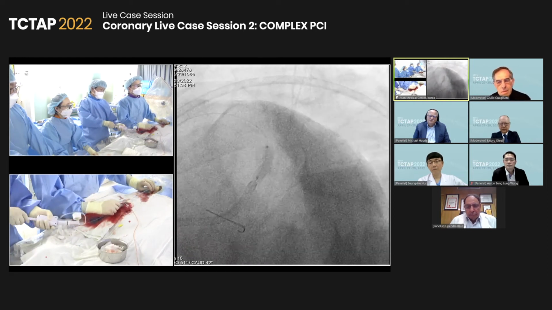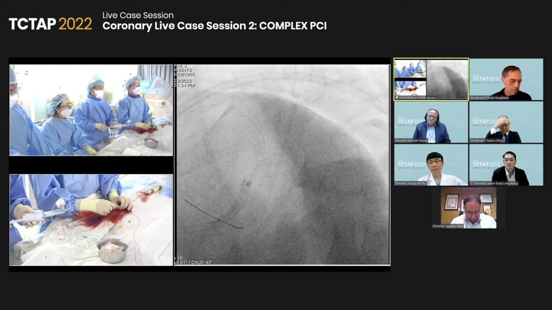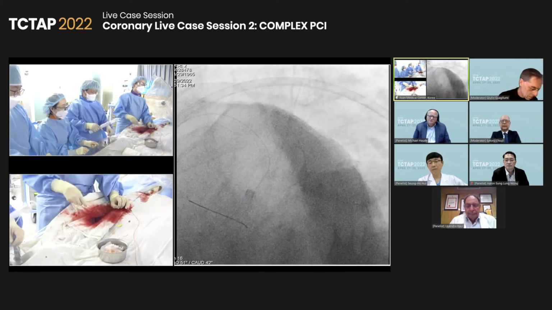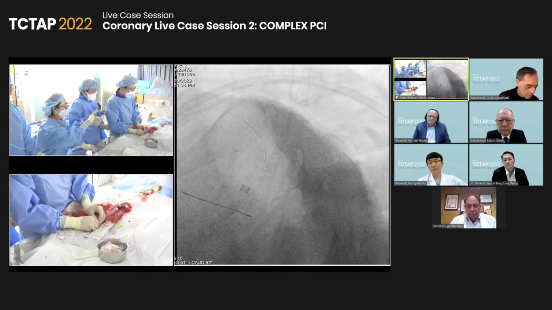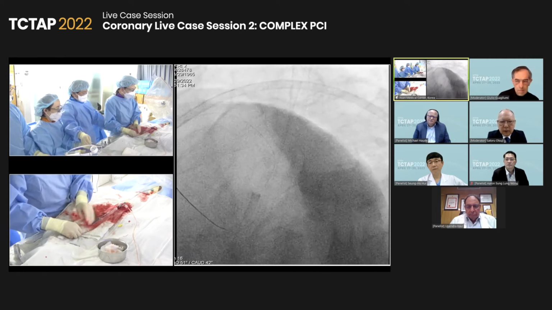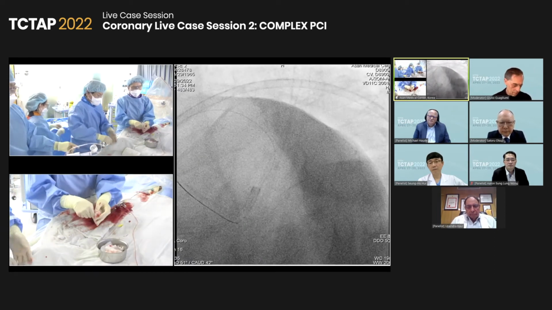Deflation. Shall we move on? Let's try. Stent, please. I'll try to implant the stent, 3.5 by 38. This is the 3.5 NC that I applied at 24 atm.